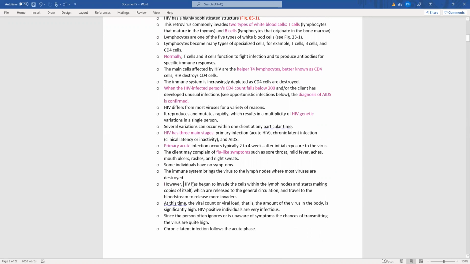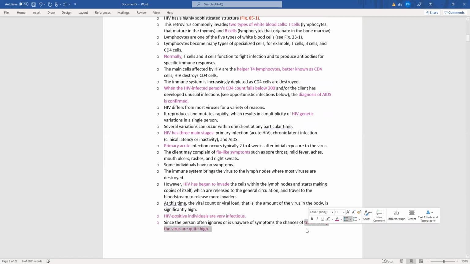That is what's going on. At this time, the viral load, that is the amount of virus in the body, is significantly high, right? Significantly high. HIV positive individuals are infectious. Since the person often ignores or is unaware of symptoms, the chances of transmitting it are very high.